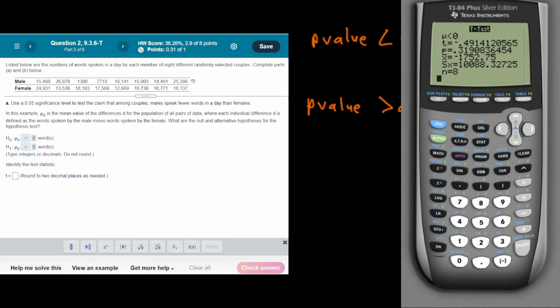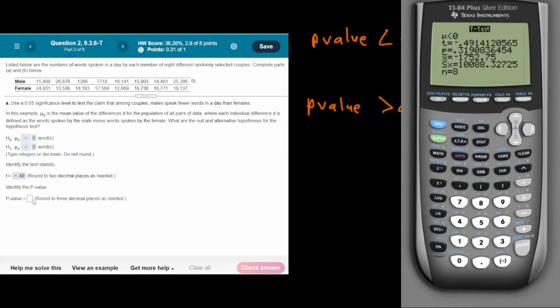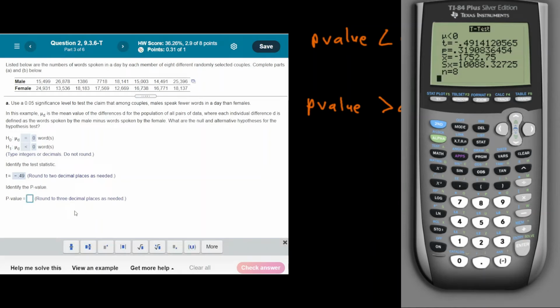So what is the test statistic? The test statistic, you know it, it's going to be whatever the t is, that's negative 0.49. How many decimals? 2 decimals. So there we go. Well done. What is the p-value? P-value is right below it. They wanted 3 decimal places, so 0.319.